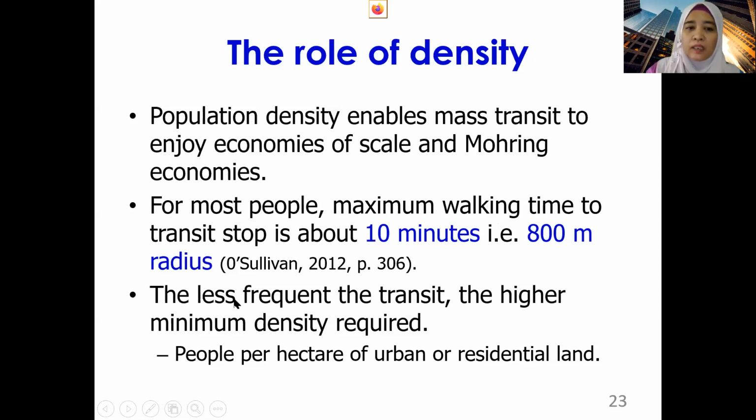That means that you need density, and also the less frequent the transit, the higher the minimum density required. You need more density for a less frequent transit. Therefore, higher density will promote a more frequent transit. The faster the train, the more trains per hour. Density is translated in terms of people per hectare of urban or residential land. For those not from a real estate background, density is a concept under town planning, whereby it is translated into people per hectare of urban or residential land.